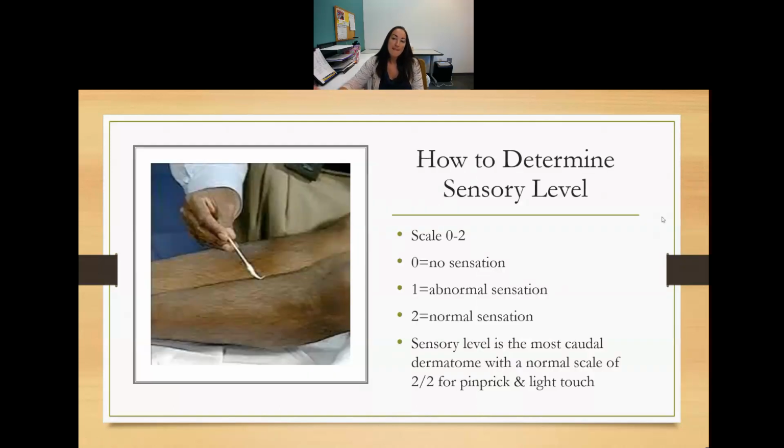Okay, so here is how we determine their sensory level. So we use light touch. You can use pinprick, soft dull, and you rub or prick an area. And if they have no sensation, it's a 0. Abnormal is a 1, and normal is a 2. And then you determine which areas have normal sensation. I'm so sorry, guys.